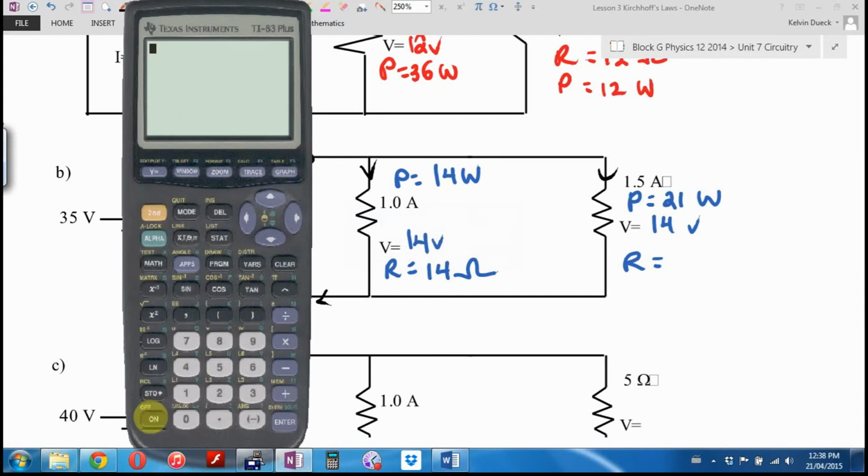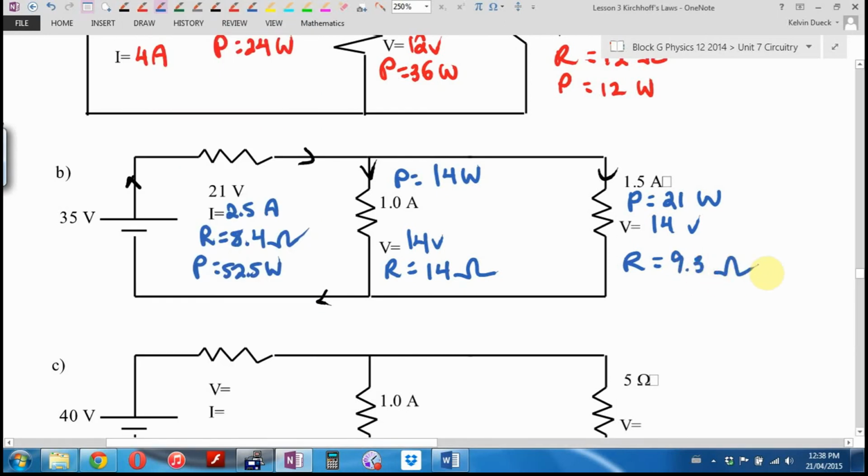Oh, you know what? I divided the 21. That was dumb. It's the 14. 14 divided by 1.5? 9.3. I divided 21. 9.3 ohms. Don't do that, Mr. Dueck.